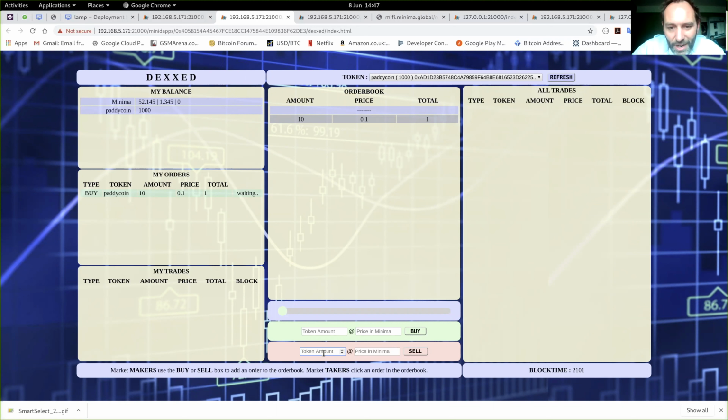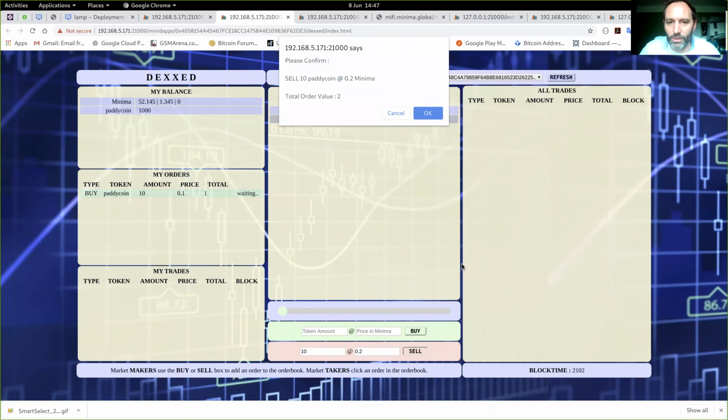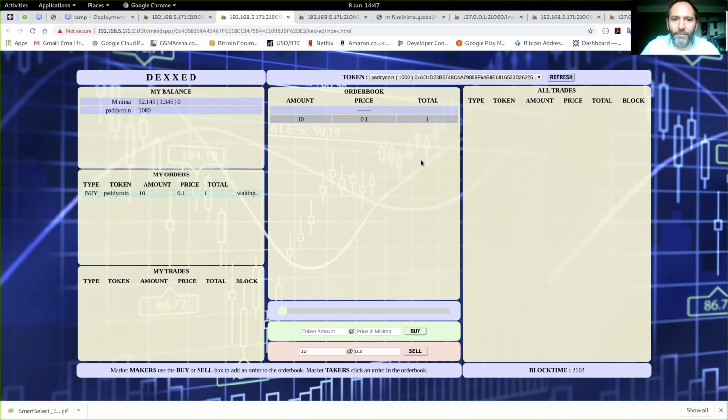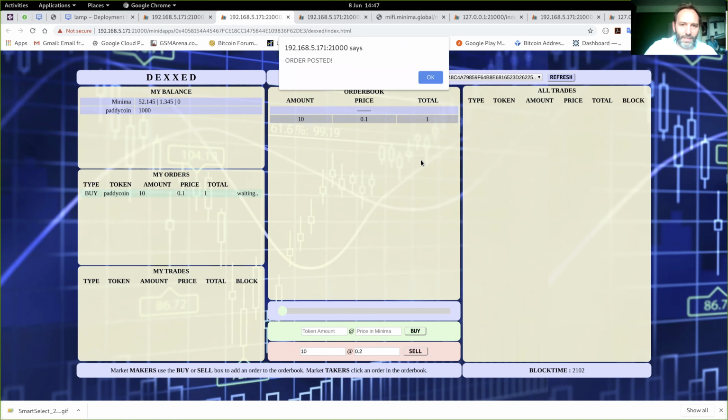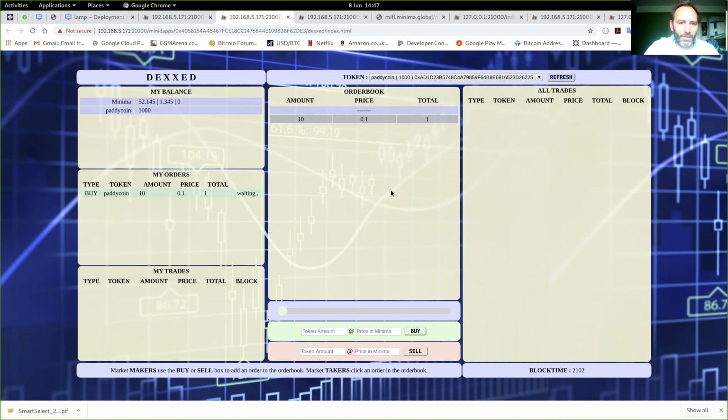And while I'm waiting for that, I'm just going to put in another order to complete it. I'm going to buy at 0.1 and I'm going to sell at 0.2. Okay, obviously the old classic. Okay, yes, order posted. It's mining my transaction on the phone. I can see it. What I like about this is all running on my phone.